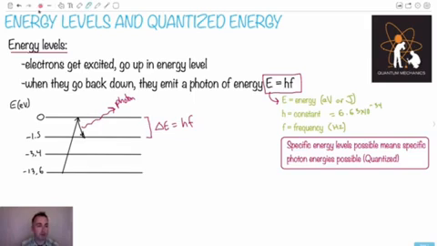So for example, this one right here will also have another transition possible. Maybe from there it drops down to here, and then it drops down. Or maybe it goes all the way down in one go. You can see how these are all different photons. Each of these photons has a different energy difference from the bottom to the top. Because of that, it'll have a different color.